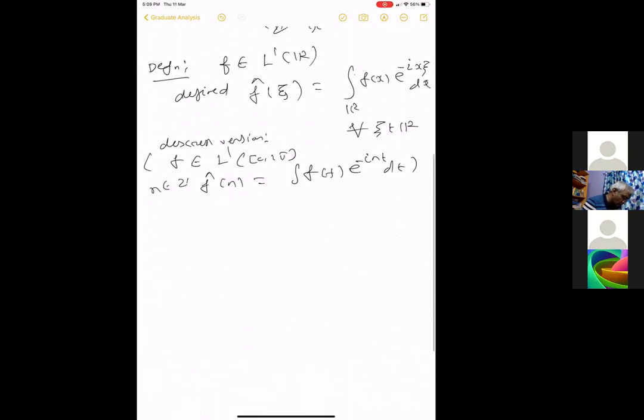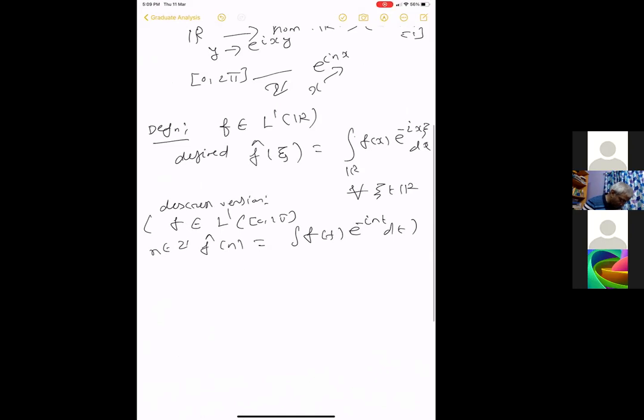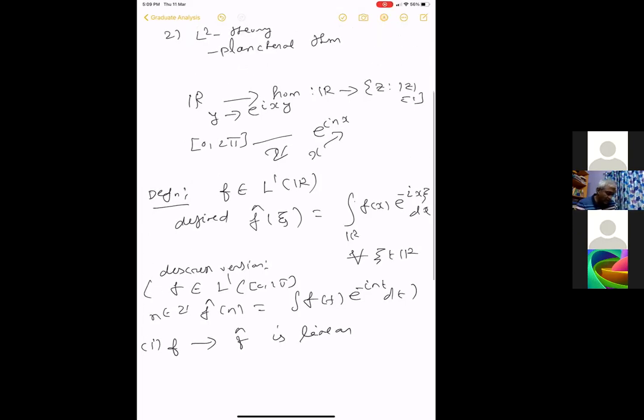So as you can see, property one is that f going to f hat is linear. That is clear. If you multiply f by a scalar alpha, then alpha can be taken out. If you have f1 plus f2, because the integral is linear, this is also linear. So the Fourier transform is linear.